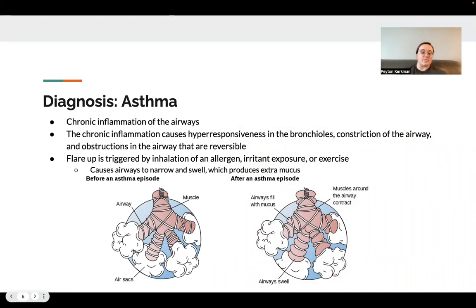The chronic inflammation of the bronchioles creates a hyperresponsiveness, meaning the airways are more sensitive to stimuli that would trigger an asthma flare-up. In asthma, there's also a constriction of the airway, which is what's causing chest constriction and wheezing in this patient. There are also reversible obstructions in the airway that can be cleared with the use of oral corticosteroids. Asthma flare-ups are often triggered by inhalation of an allergen such as pollen or cat dander, workplace irritants such as chemical fumes, and exercise, especially when the air is cold and dry.